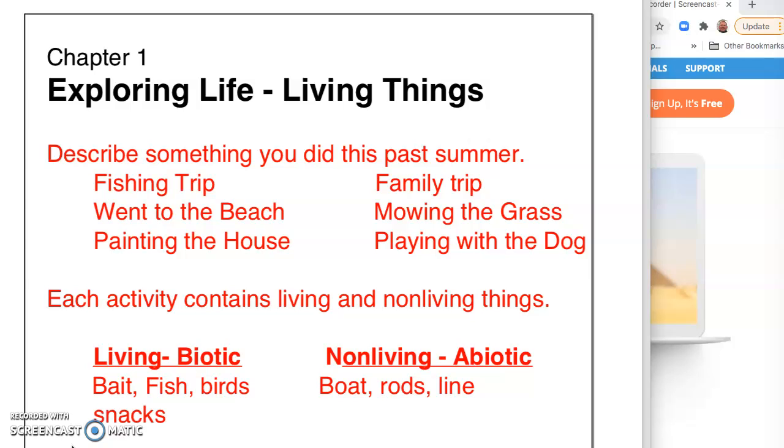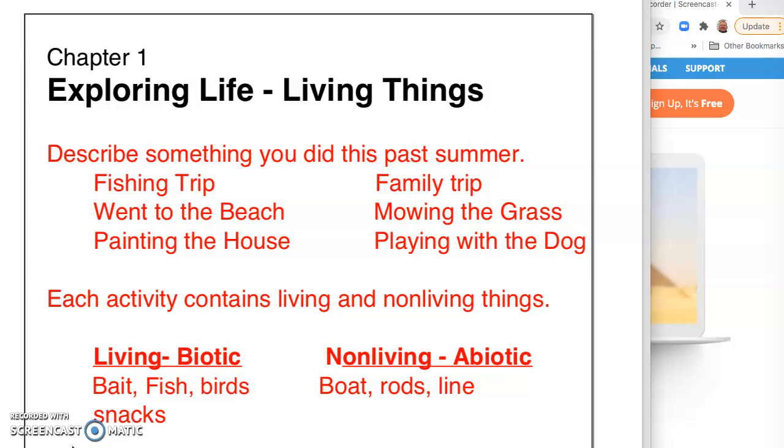Today, we are going to take a look at living things. One of the things that I like to do with this is ask students about some things that they did last summer. Like, did they go on a fishing trip? You couldn't go to Canada because of the COVID. Did you go to the beach? I drove out to Green Prairie, and lots of times there were kids swimming at the beach. Did you paint your house? Did you go on a family trip? Did you mow the grass? Did you play with the dog?